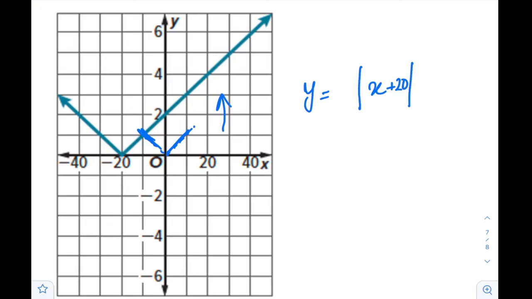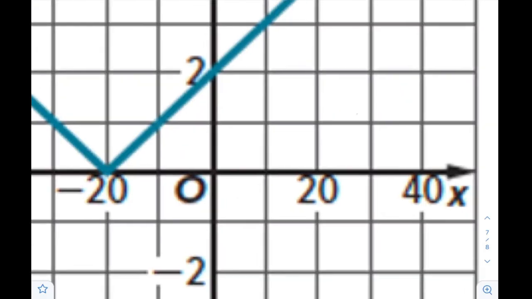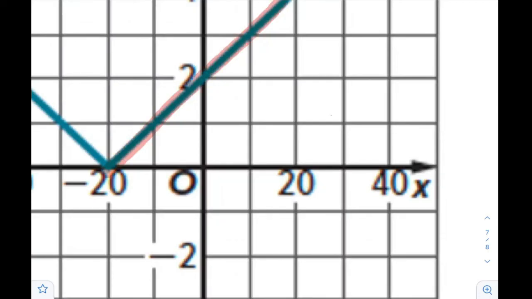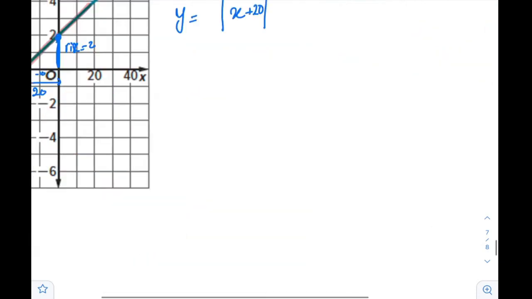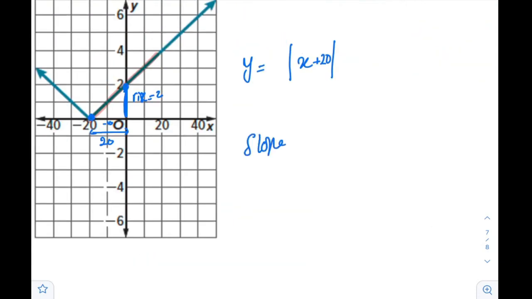Now we need to verify the slope, if it is 1 or not. Let's check the slope of this line. We are choosing 2 points, and we will count the rise, which is in our case 2, and the run, which is in our case 20. Negative 10 to negative 20, from 0 to negative 20, 20 units. So my slope here is rise over run, which is 2 over 20. If you simplify, it is 1 over 10. We simplified to 1 over 10, so I will put it here.